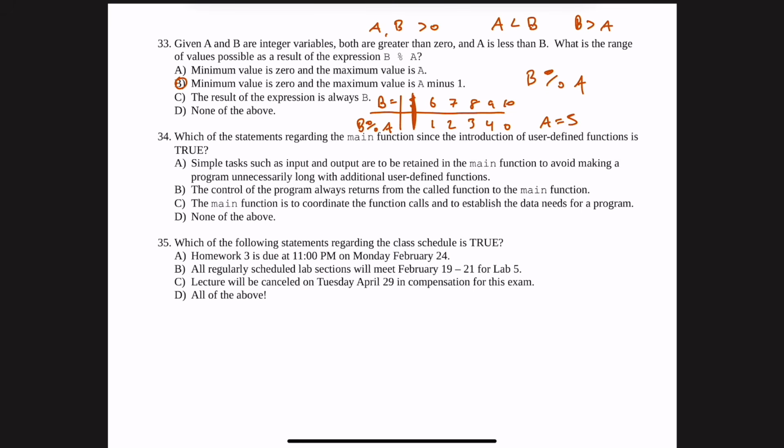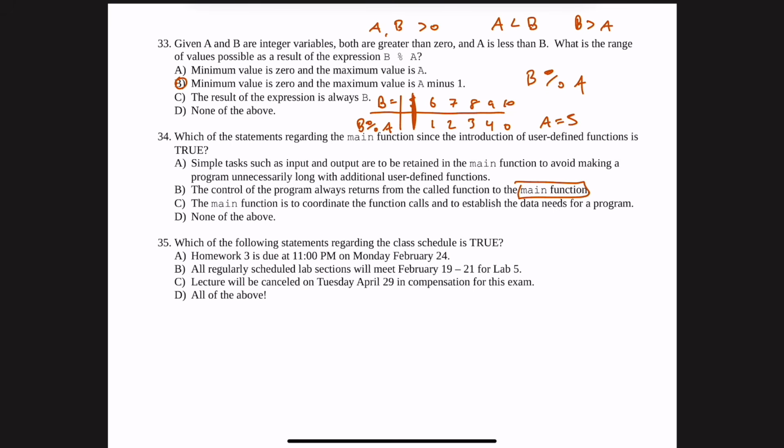B, the control of the program always returns from the called function to the main function. Keyword here is the main function. So most of the time B is true because most of the time we want to make our calls to UDFs from the main function. We want to organize our code such that the main function kind of orchestrates all the tasks going on.